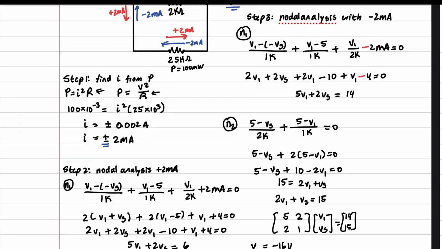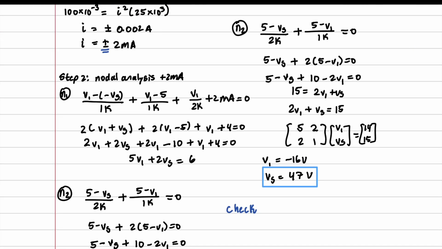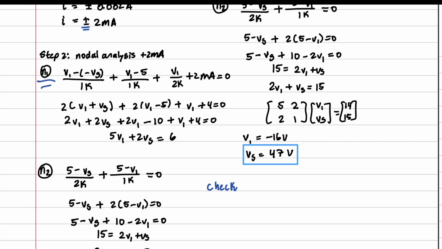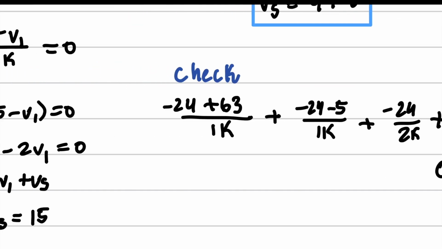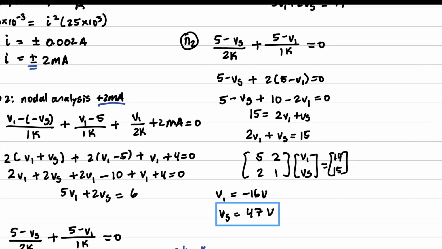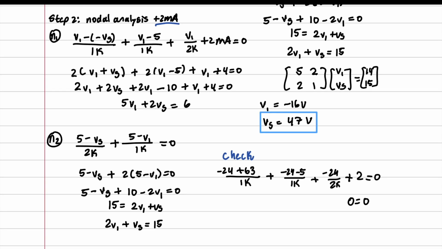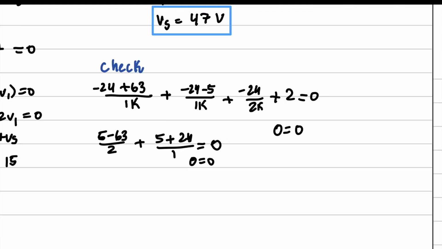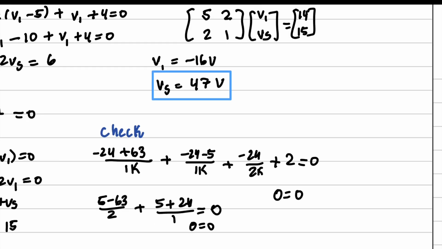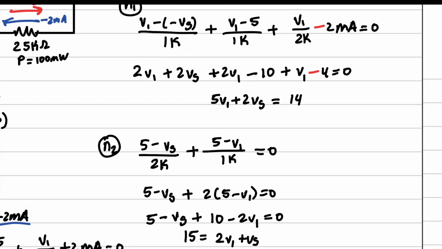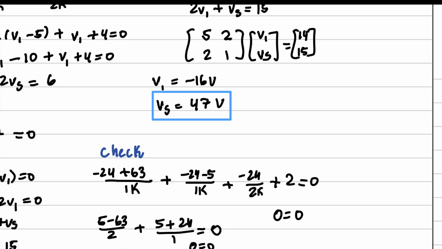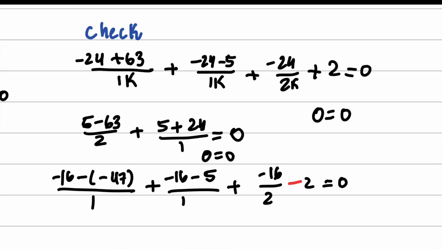So we're going to plug into this equation first, the one with the plus 2 milliamps, and now if we check the other one, we plug in this negative 16 and 47. Well, actually, just for completeness, we can go ahead and plug in this one as well and get 0. Okay, now we plug in negative 16 and 47 into this equation, and we get 0. Okay, that's problem number 2.